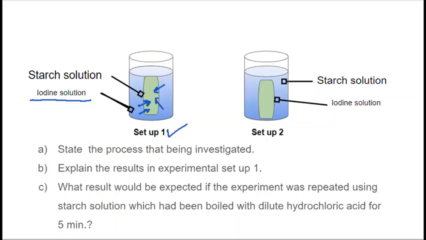And how about starch particles? Starch particles are too large. They would not pass through the tiny pores of the Visking tubing, so they're going to be stuck inside that Visking tubing. Accordingly, they would not diffuse from the Visking tubing into the boiling tube or into the beaker.